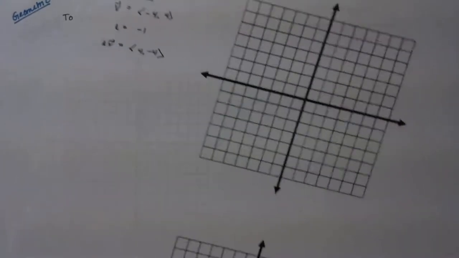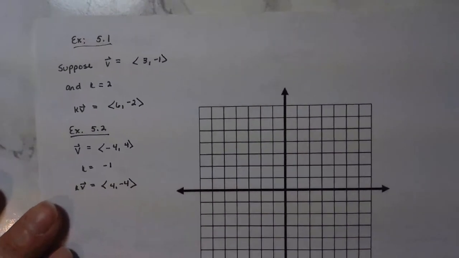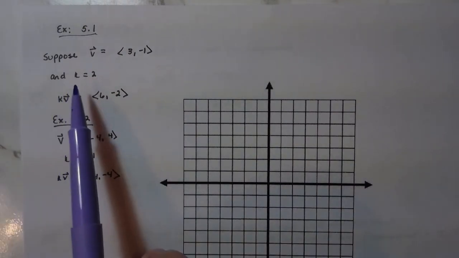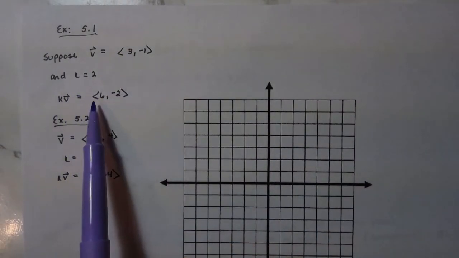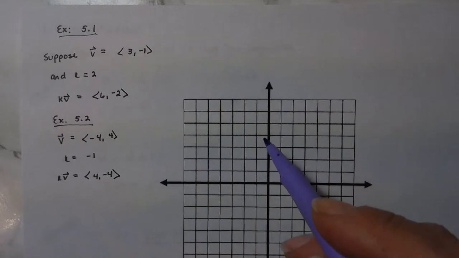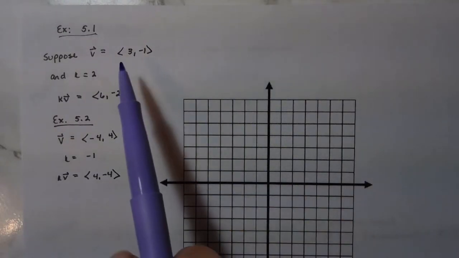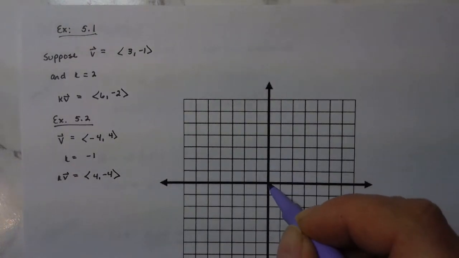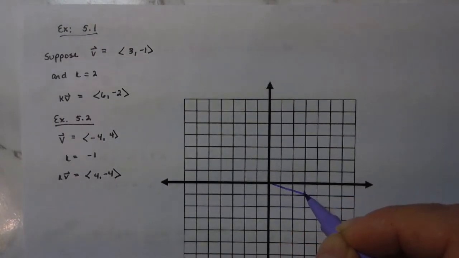Let me see what I have under here. Here's another one. I haven't drawn anything on here, so let me put it like this. So we have this vector b, which is 3, negative 1, and a scalar of 2. So if I multiply 2 to each component here, what I get is positive 6, negative 2, right? So if my original vector is in component form, remember, I'm always starting at the origin. It's going to be 1, 2, 3, negative 1. So here's my vector b.